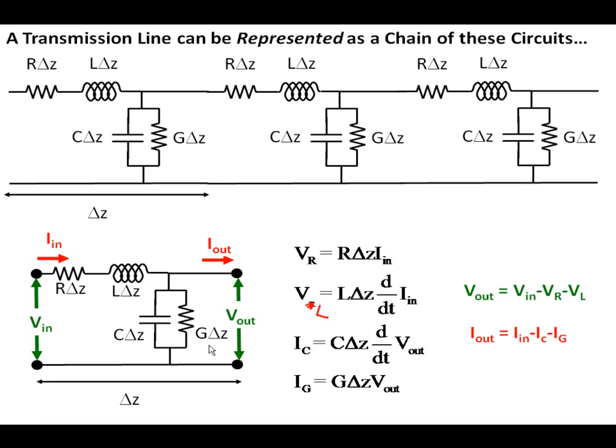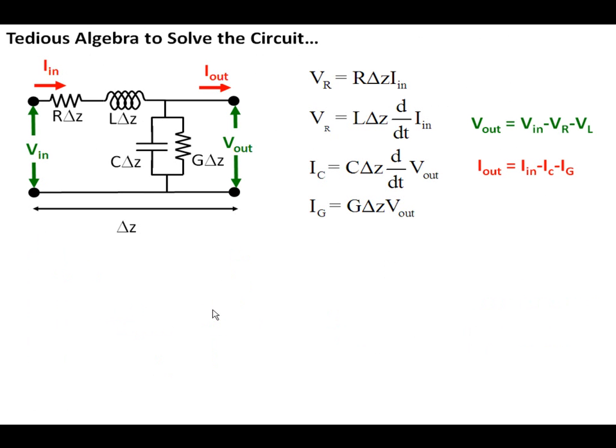And we know that V out is just the V in minus the two voltage drops, and the current out is the current in minus whatever current is going to flow down through there, which is the current I_C through the capacitor and the current I_G through the conductance there. Again, pretty straightforward stuff. I'm not going to solve this circuit. It's tedious algebra to do this.